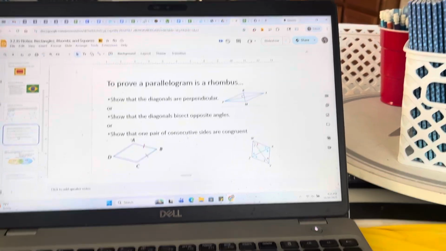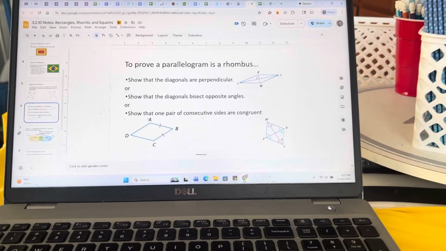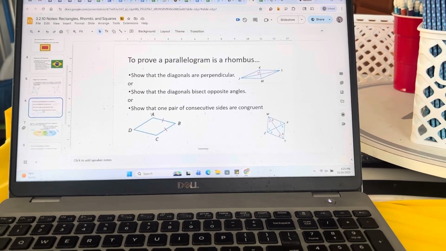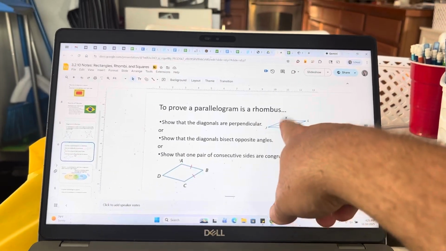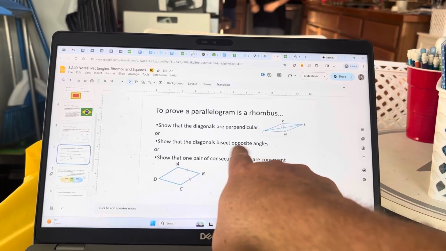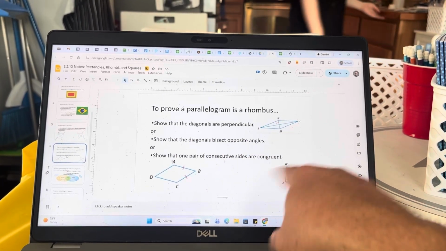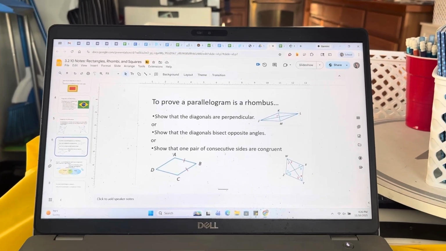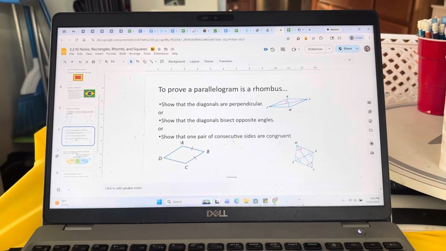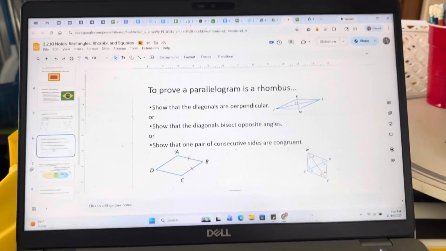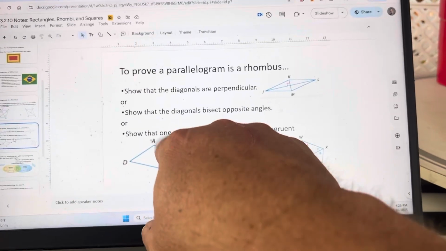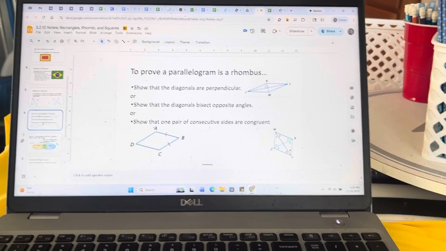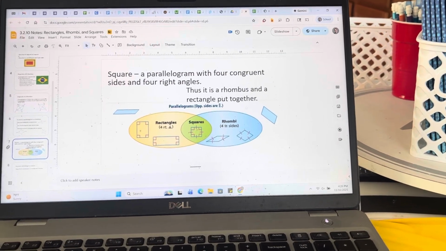If you are going to prove that a parallelogram is a rhombus, remember we still have all those same characteristics that a parallelogram has, but to prove that this is going to be a rhombus, you show that the diagonals are perpendicular, you show that the diagonals bisect the opposite angles, or you show that one pair of consecutive sides is congruent. Because again, if we have a parallelogram, we know the opposite sides are already congruent. So if you can just show that two consecutive ones are congruent, that should be enough to make it a rhombus.